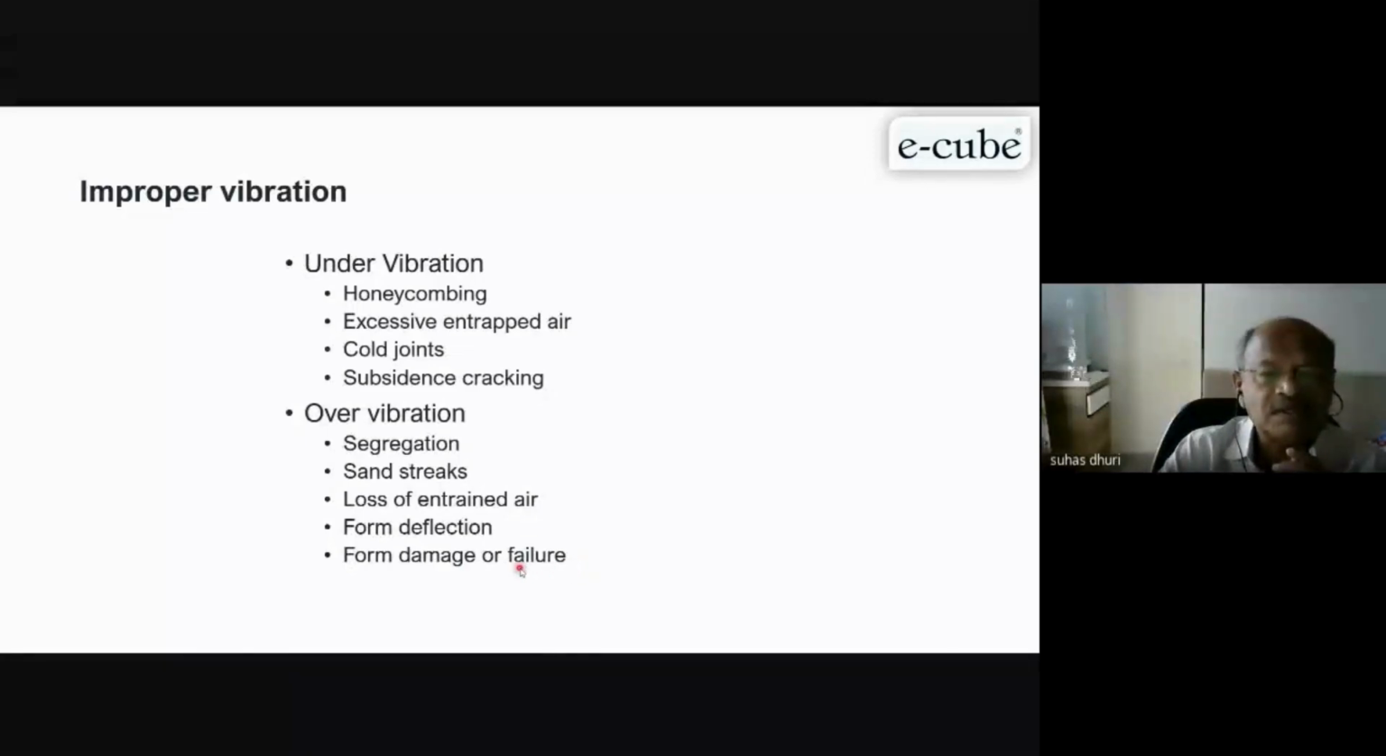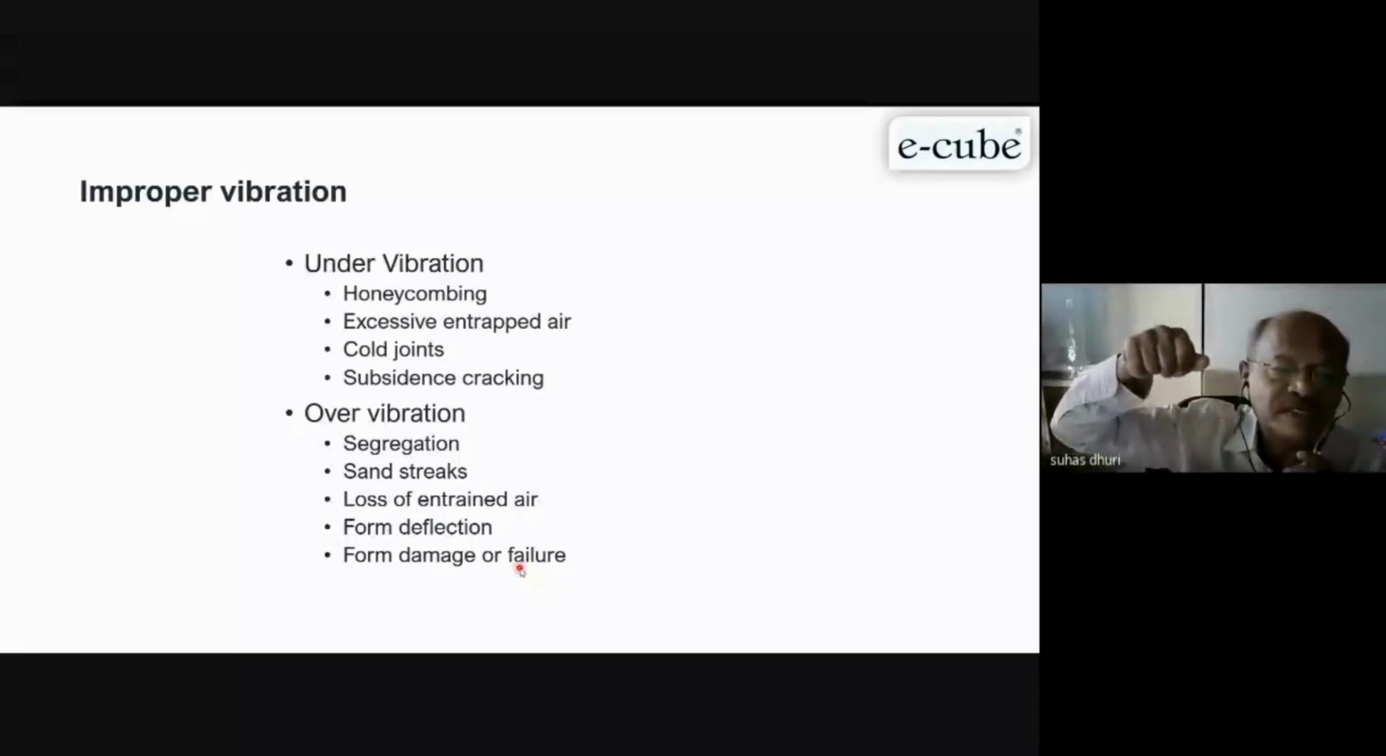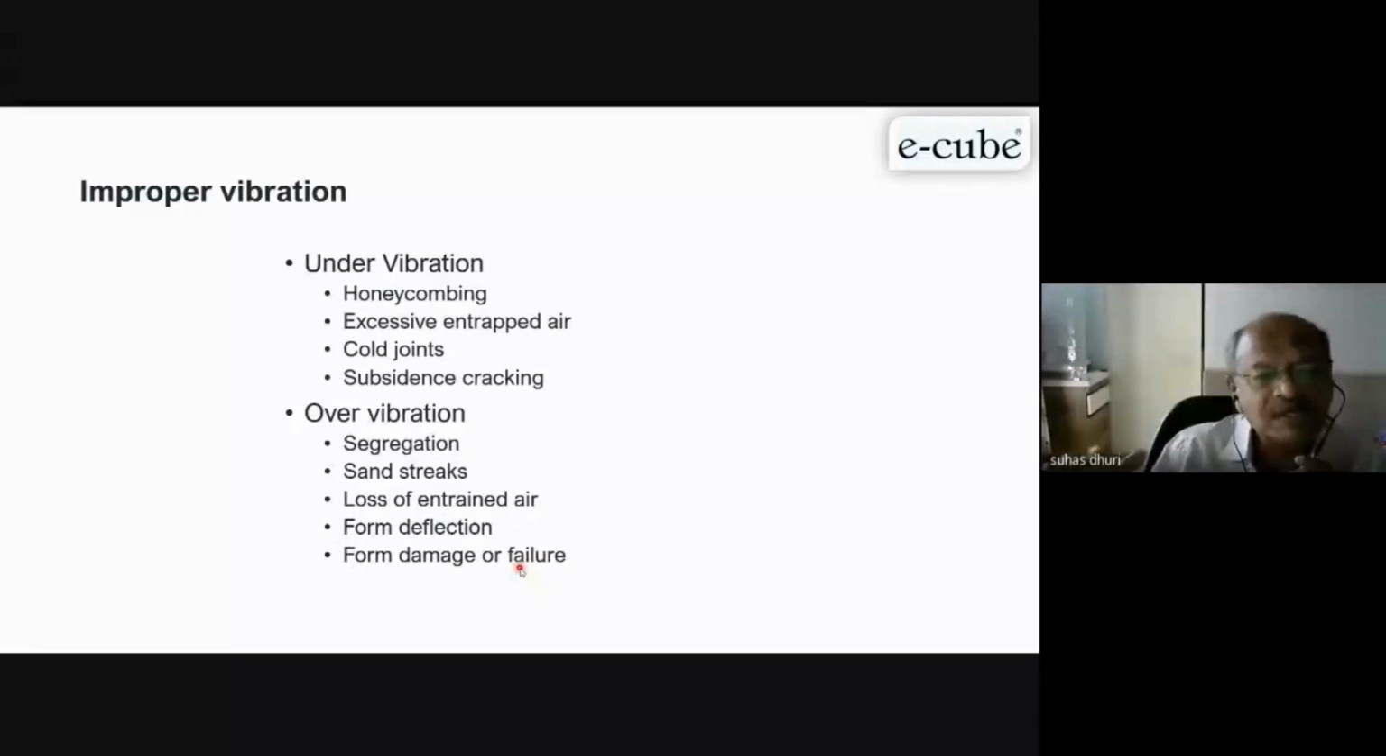And at most sites you find that whenever we cast an RCC member, you put the concrete and the vibrator is only put on the reinforcement to try to vibrate the reinforcement. That is their belief that it should vibrate, but that is bad practice. You should not touch the reinforcement with the vibrator. If you touch it, you will see that there is only cement paste around the admixture and the bond will be lost. There is supposed to be total concrete there.